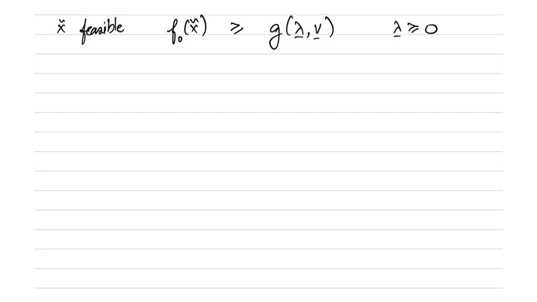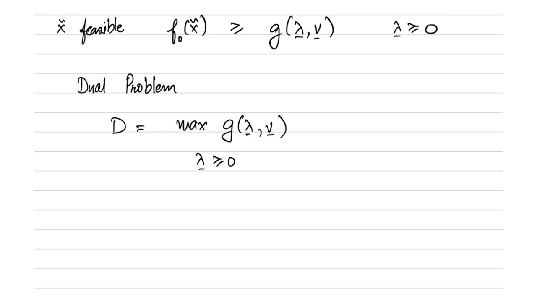Now, based on this, we can define the so-called dual problem. The dual problem is given by max of g of lambda comma nu over all lambda greater than or equal to 0 and nu. I'm just writing down the implicit constraints as well, that lambda comma nu belong to the domain of g. So g depends on lambda comma nu, and wherever the domain of g is well defined, that is where we want to have lambda and nu.